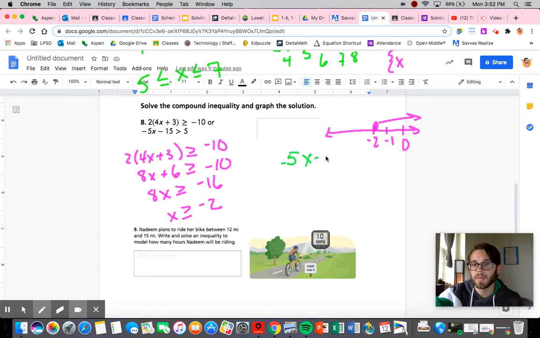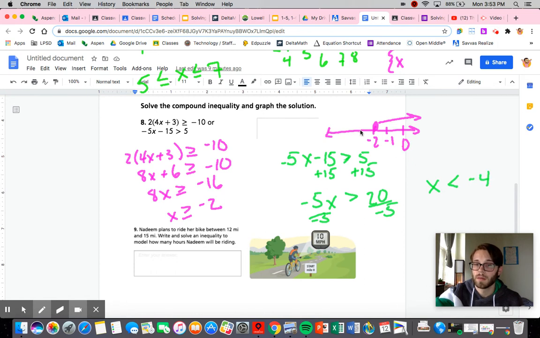Negative 5x minus 15 is just greater than, not greater than or equal to, just greater than 5. All right, and if we add the 15 to both sides, all right. Now, we are going to divide by a negative here, so we do need to remember to flip the inequality. So I get x is going to be less than negative 4.